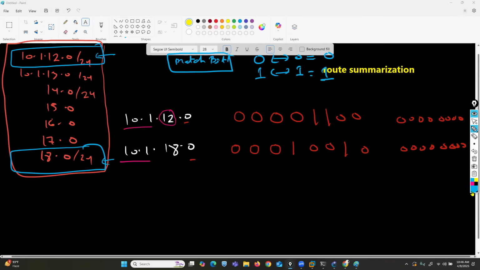So what I'm trying to do is match the bits, and you will always match from this side. You can see 0 and 0 match, no problem. 0 and 0 match, no problem. 0 and 0 match, no problem. But now you can see it doesn't match. So here you can draw an imaginary line.